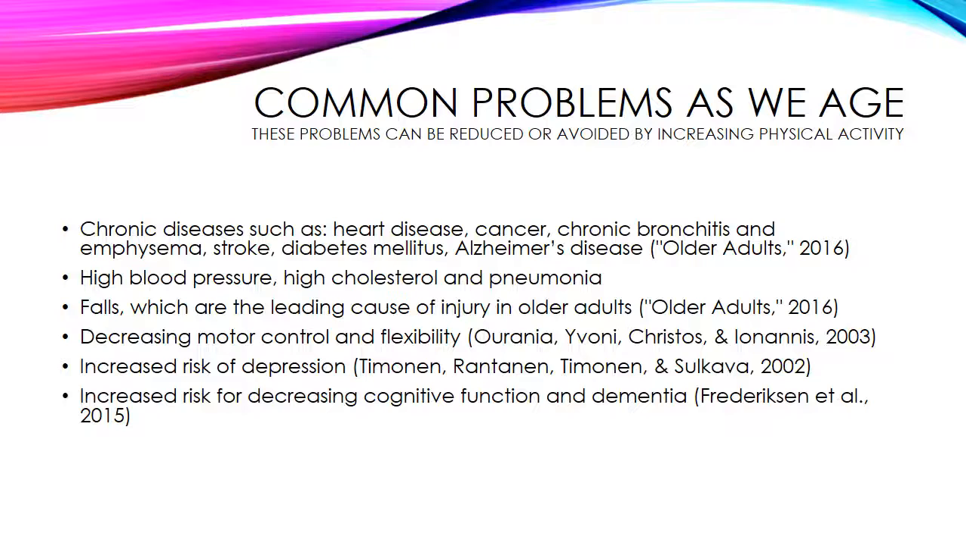In addition to these chronic diseases, older people are more at risk for falls, which are the leading cause of traumatic injury in this age group, which can be directly related to decreasing motor control and flexibility. There is also an increased risk for depression, as well as the incidence of declining cognitive function and dementia.